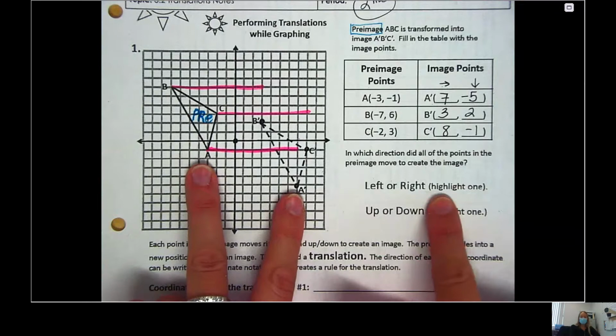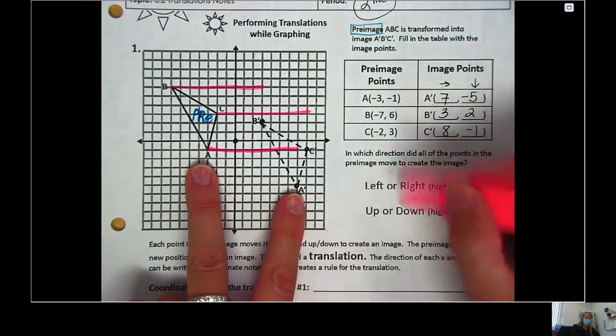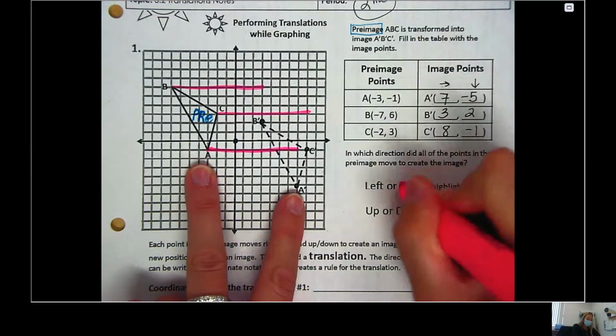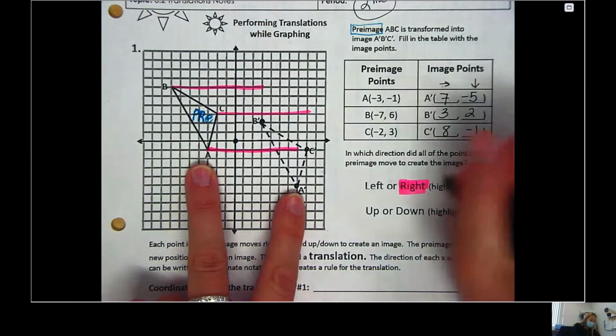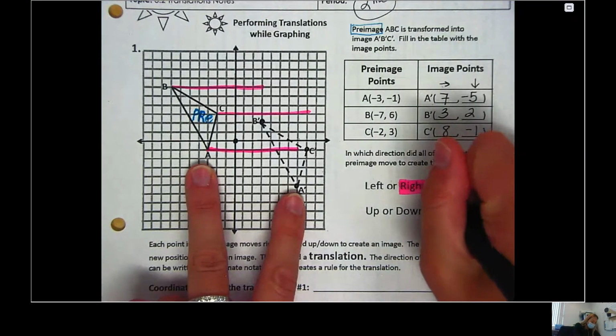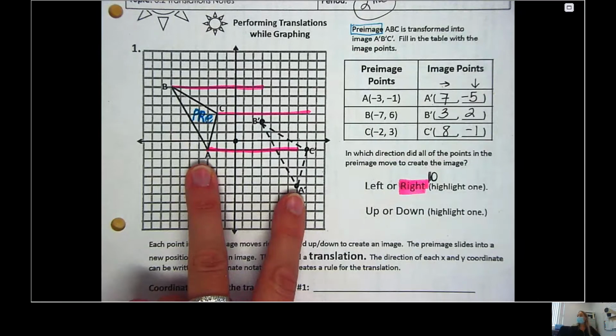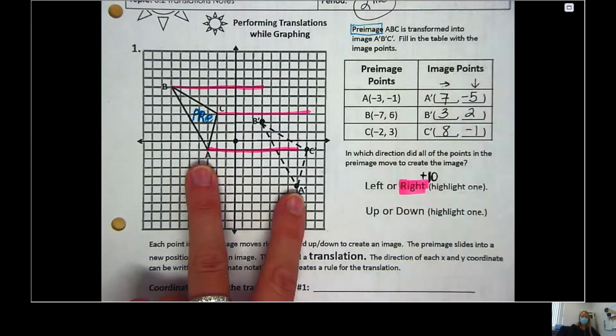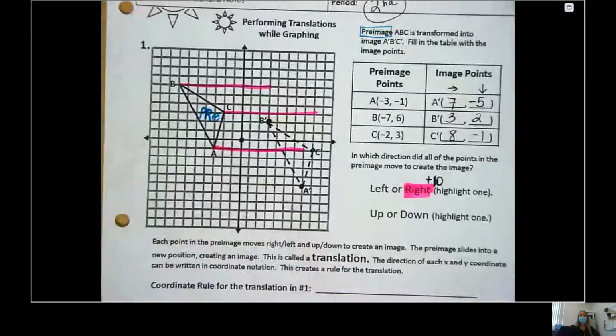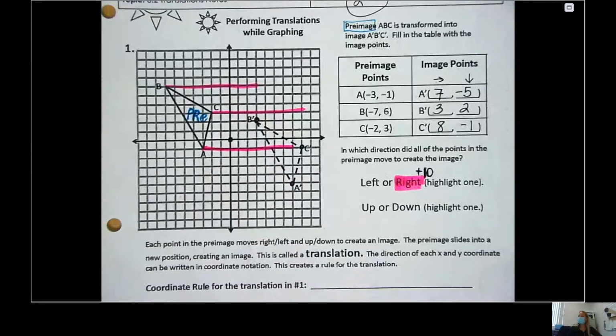So over here, do I go left or right? I'm going to the right. And I'm going 10 units. Now, if I'm going to the right 10, is that a positive 10 or a negative 10? Positive. So I'm going to put a plus 10 right next to it. Good.